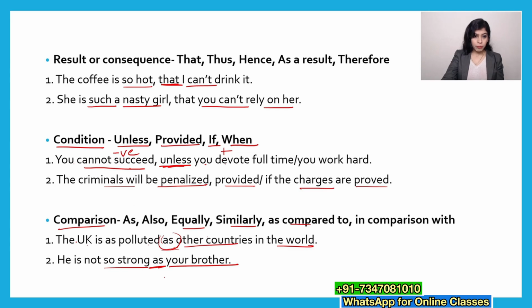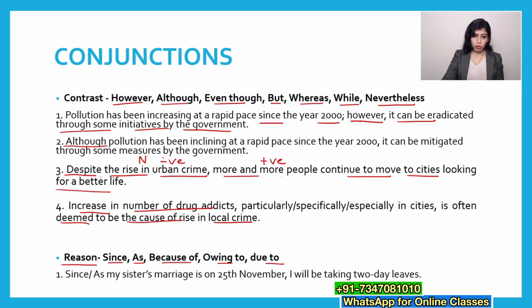One more thing here, when we use although, we do not put a comma before the ending of the first clause. Although, we never put a comma. Although pollution has been inclining at a rapid pace since the year 2000, comma, not before this. It can be mitigated through some measures by the government. We do not use but or still in the although sentence. So just take care of this.